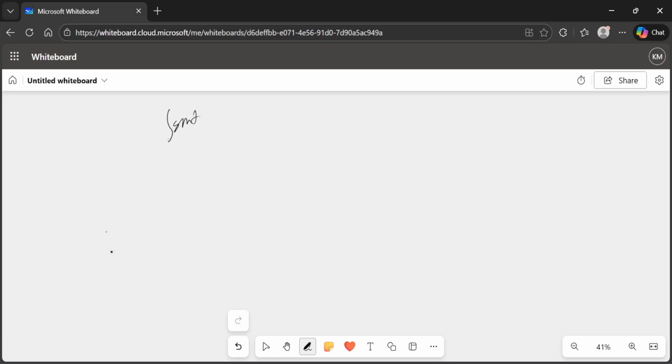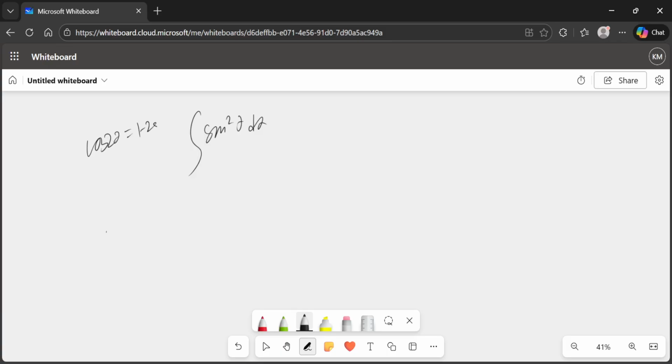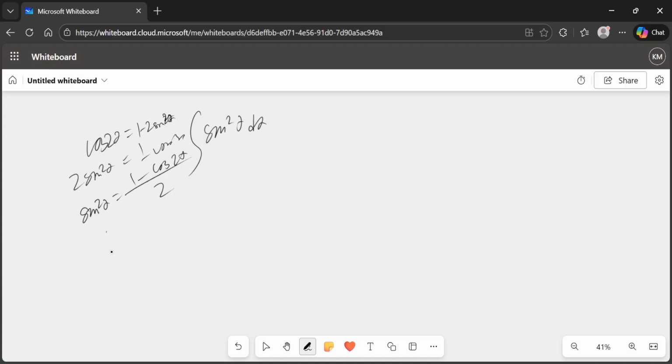First one, the integral of sine theta is negative cosine theta. Okay, cool. Sine squared: if you use cosine 2 theta, that equals 1 minus 2 sine squared theta, so you get sine squared theta equals 1 minus cosine 2 theta over 2. And then from there, you guys know what to do, right? Yes? Okay.